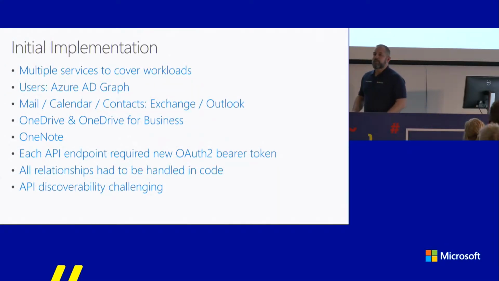So the initial implementation that Graph has replaced worked with a lot of different services. And if you were trying to build an application that would span OneDrive and Exchange, the biggest issue that you had is you had to have multiple access tokens. And if you were going to try and bridge across what happened between those two services, you had to do all of that in code. And that was a real pain in the neck.